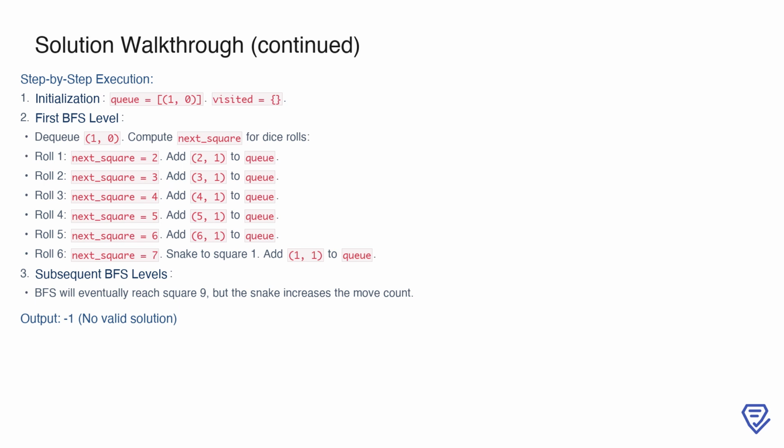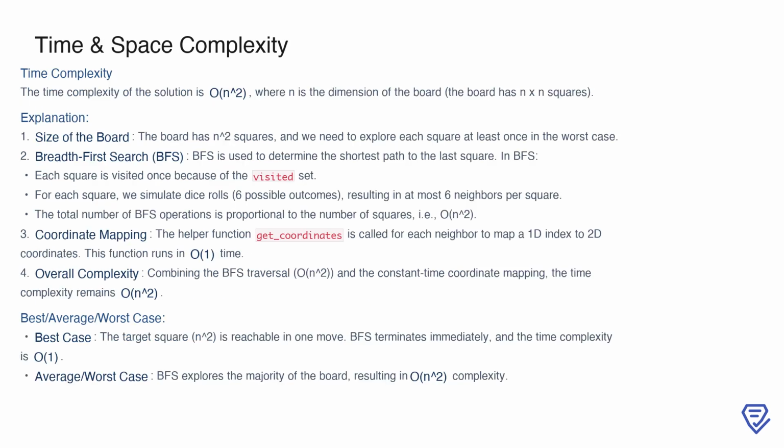In subsequent BFS levels, the snake causes repeated setbacks, preventing us from progressing to the final square. Since there is no valid way to reach square 9, the output for this example is -1, indicating no solution is possible. The time complexity of our solution is n squared, where n represents the dimension of the board, which consists of n x n squares. This complexity arises from the fact that, in the worst case, we need to explore every square at least once.